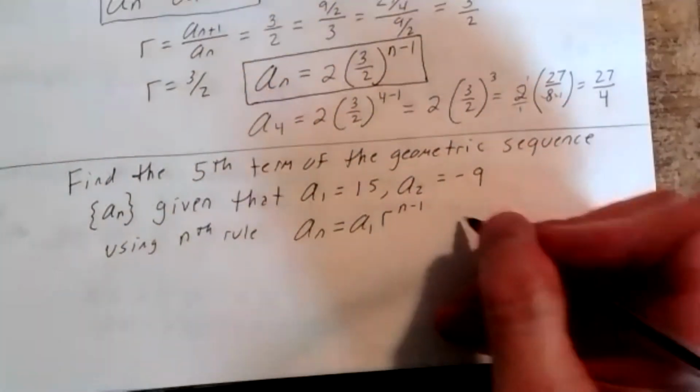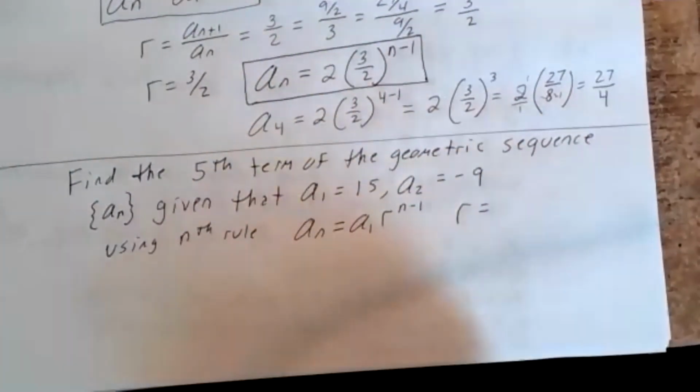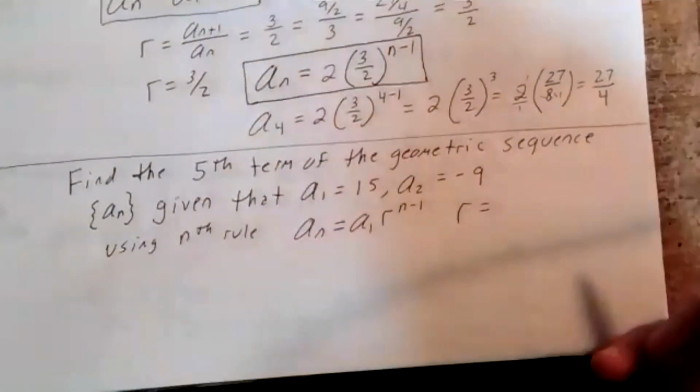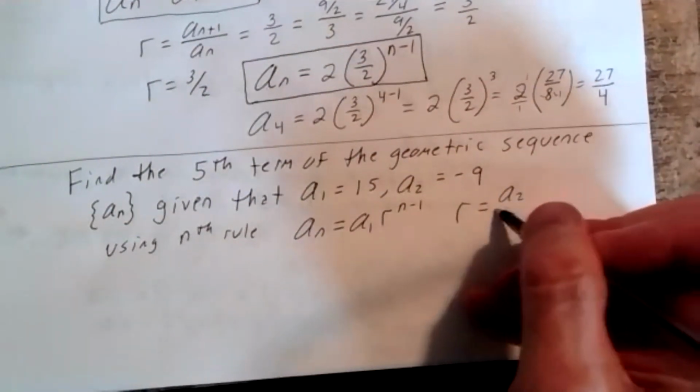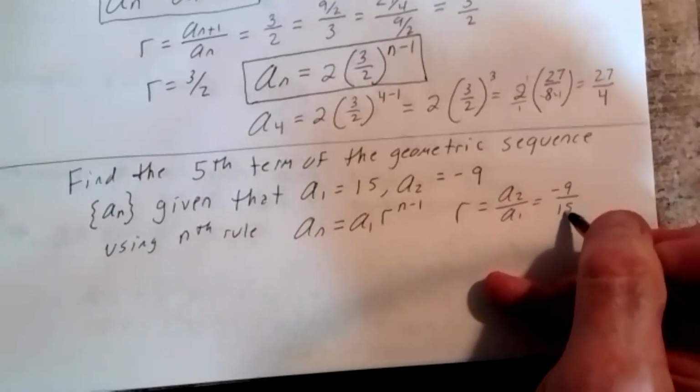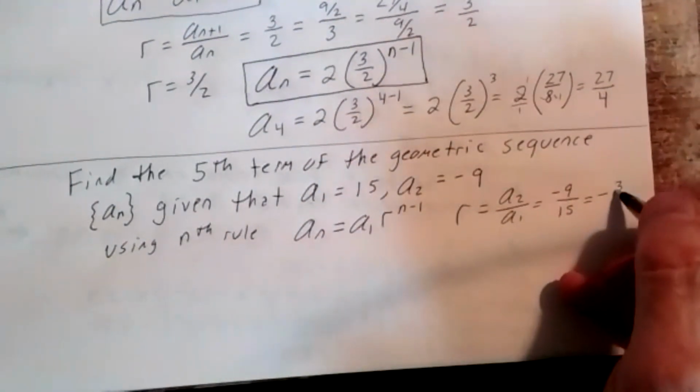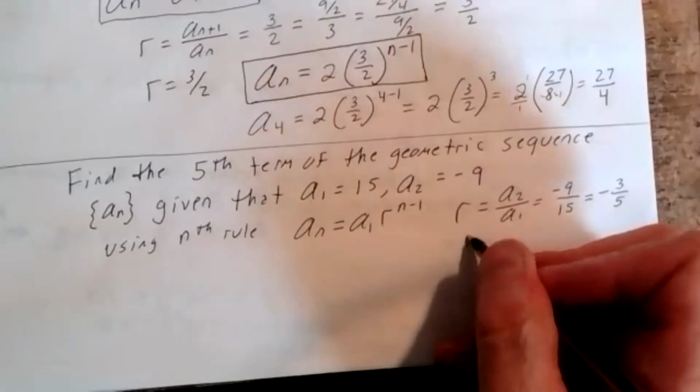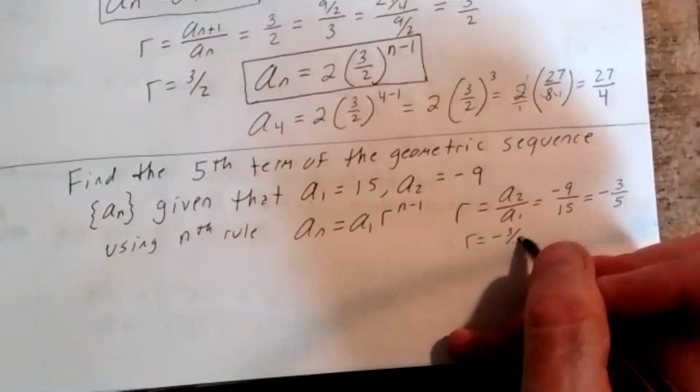How can I find my common ratio? How do we find the common ratio? Divide the second term by the first term. Yep, divide the second by the first term, which is to say -9 divided by 15, then it reduces down to what? -3/5. So my common ratio is -3/5.